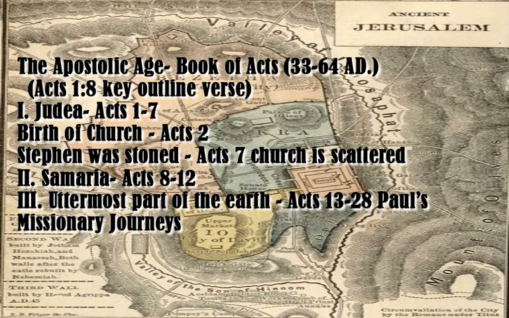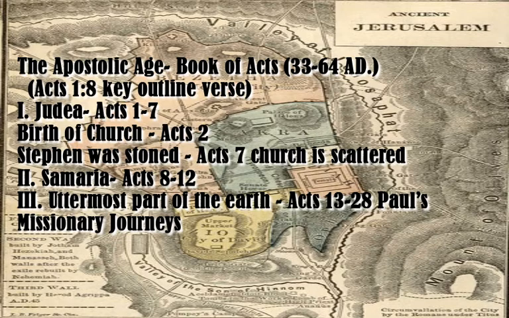The apostolic age, the book of Acts, from 33 to 64 AD. The key verse for the book of Acts is chapter 1, verse 8. It tells us to go into Judea, Samaria, and the uttermost parts of the earth with the gospel. And so this is a good outline for the book of Acts.